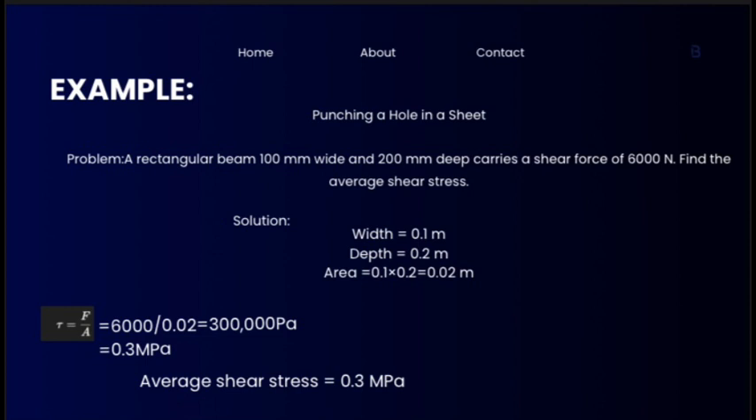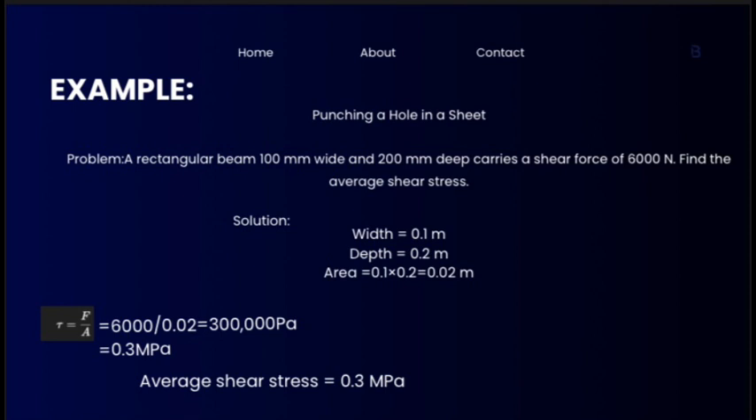For example, a rectangular beam 100 mm wide and 200 mm deep carries a shear force of 6,000 Newton. Find the average shear stress. For us to get the meter, we have to divide the 100 mm by 1,000. So the result is 0.1 meter. Next one is depth. 200 mm is divided by 1,000. The result is 0.2 meter. So the total area would be 0.02 meter.